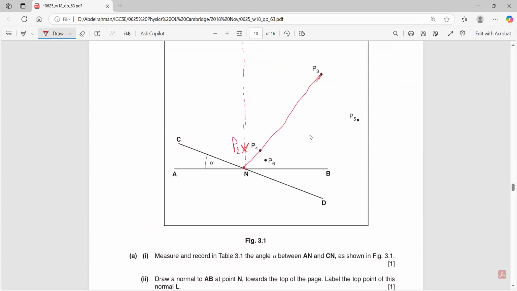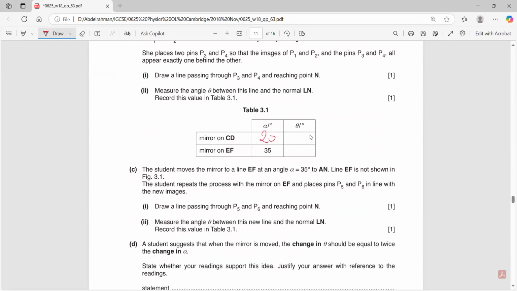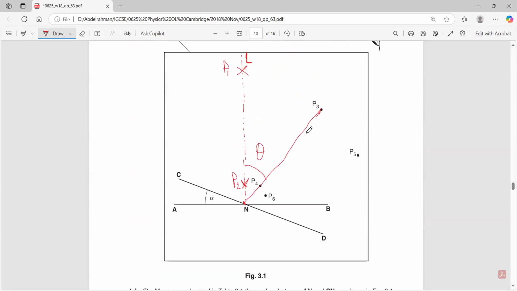Can I find this angle theta? Yes, I can find this angle theta. This angle theta would be 40 degrees using your protractor again.